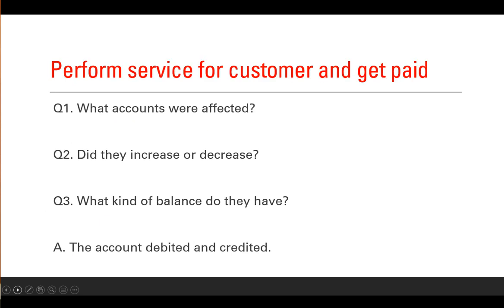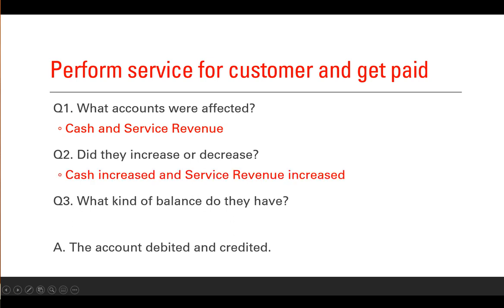Okay? All right, last one, we perform a service for a customer and we get paid. Okay, so what accounts were affected? Well, when you perform a service, that means you earned revenue. So perform service equals service revenue. When you get paid, what is being affected? Cash. Money's coming in, right? So the two accounts we have, cash and service revenue, did they increase or decrease? Well, you're getting paid, cash is coming into the company, so that means cash went up. We perform service, we have more revenue than we had before, they're both going up.